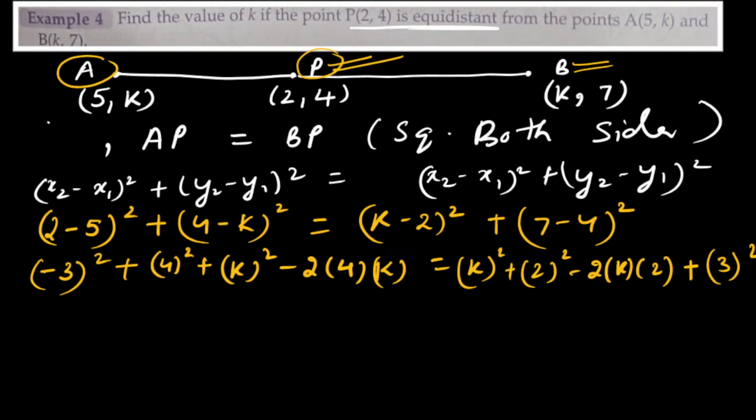3 square. So I have just simplified. So minus 3 square is 9. Square of a negative is always positive. Square of a negative is positive always. Square of 4 is 16.